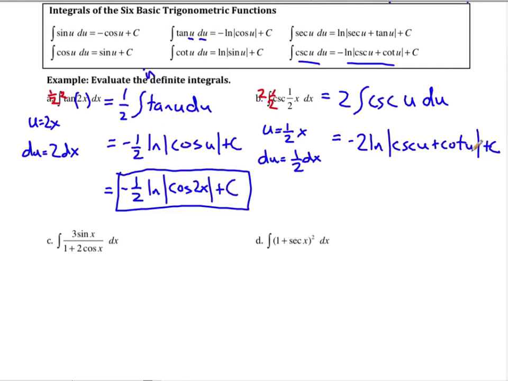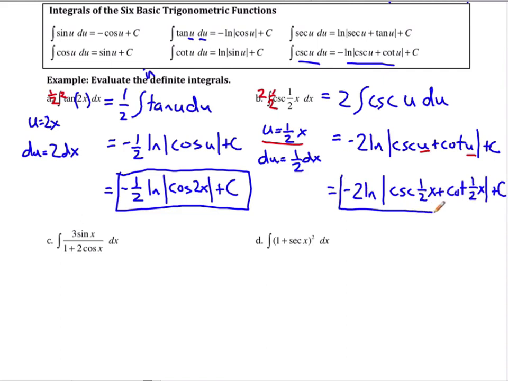And now let's go ahead and substitute in for our u's right here. So u equals 1/2 x. So our final answer is negative 2 times the natural log of the absolute value of cosecant of 1/2 x plus cotangent of 1/2 x, plus c. Final answer.